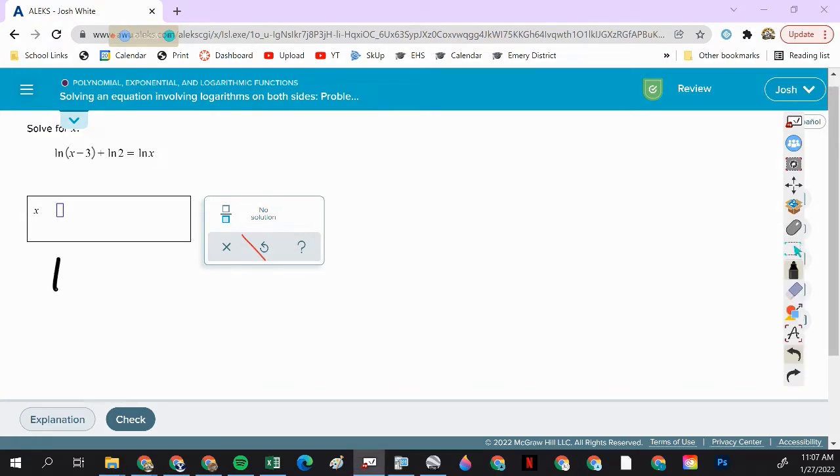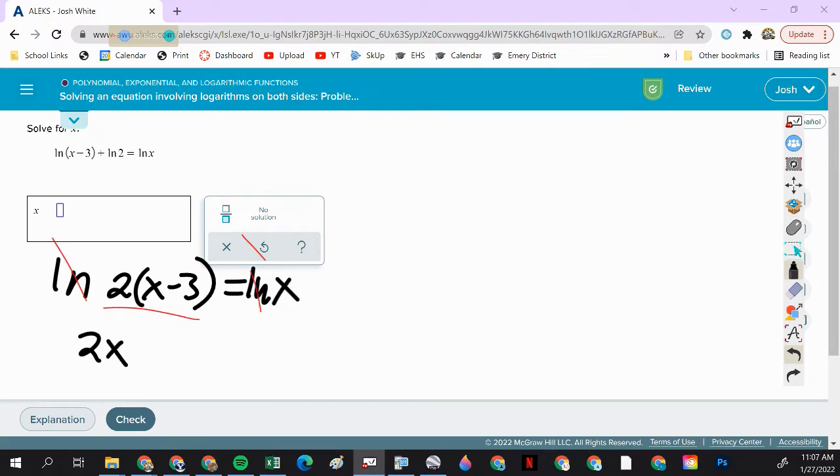So this is going to be ln of 2 times x minus 3 equals the ln of x. So I use the product rule to squish those together, drop the ln's. 2x minus 3 equals x. Add the 3. Oh, minus 6. Thank you. Add the 6 and subtract the x. So x is just 6.